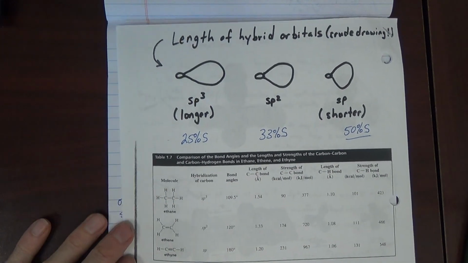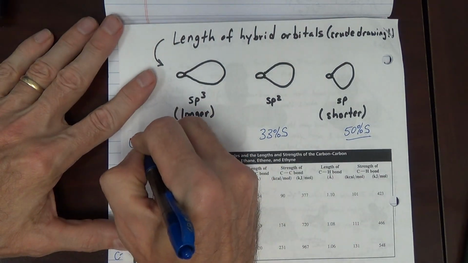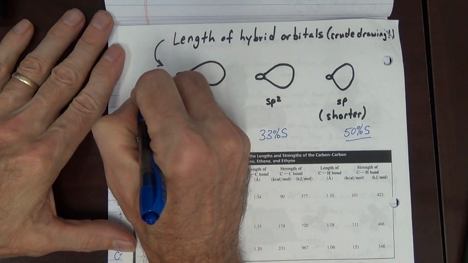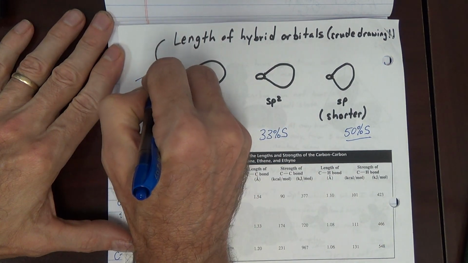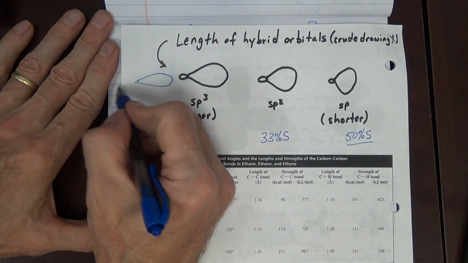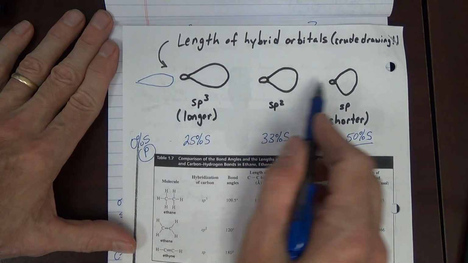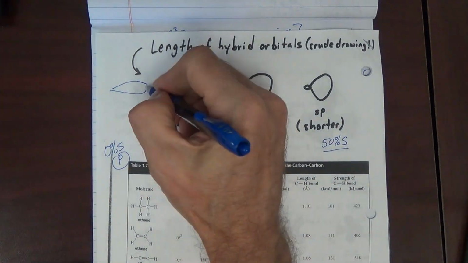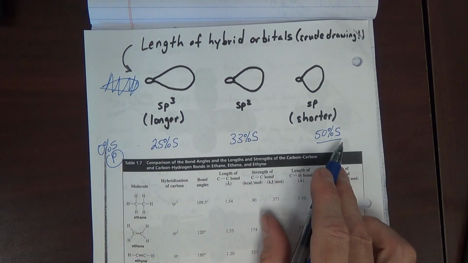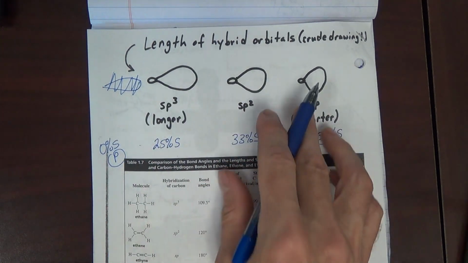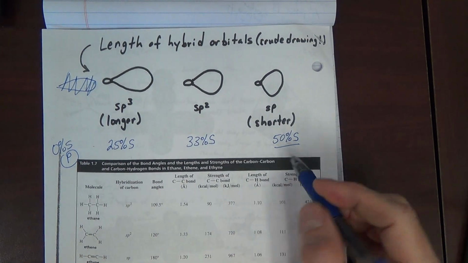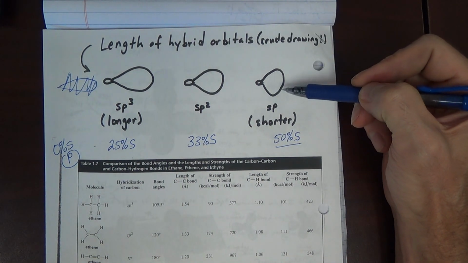Now if we went to just 0% s, that would be all p. Well, the all p would be even longer. Okay? Of course, if it was all p, it would have the lobe over here. You only get the back lobes when you hybridize. All right? So, hopefully you get that. Understanding percent s character helps you understand the lengths of these, but it will also help you understand the energy and bond strength.